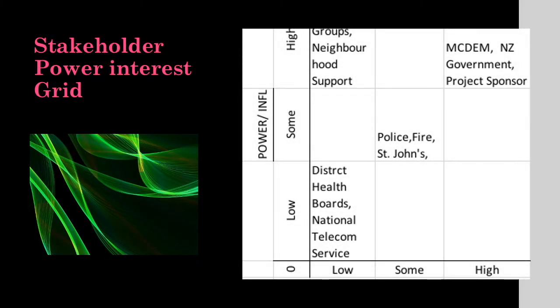Stakeholders are then put under a power interest grid, which is a simple tool to categorize the stakeholders with increasing power and interest in the project. There could be strong opponents of your project who can block it. So you need to identify who your stakeholders are and win them over as soon as possible.